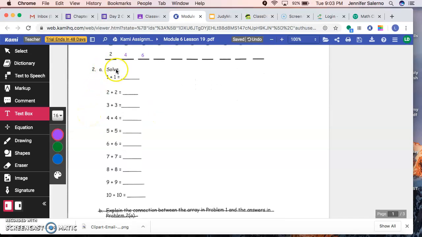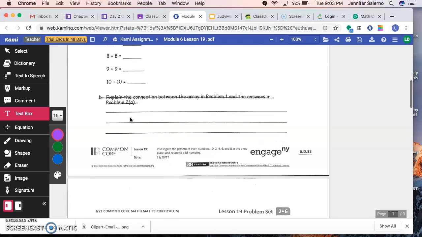Number 2 is, as you can see, super easy, okay? Easy peasy over here. 1 plus 1, 2 plus 2. You're literally adding doubles. I mean, that can't get any easier. So I'm not really going to fill in answers here because I know you guys have that under control.